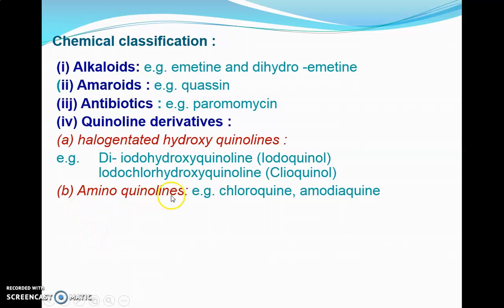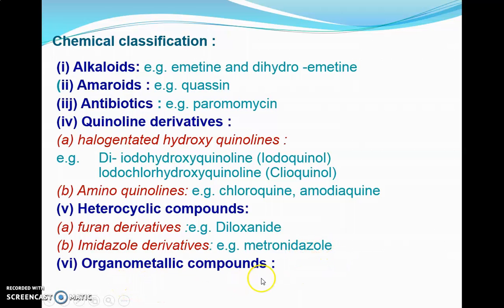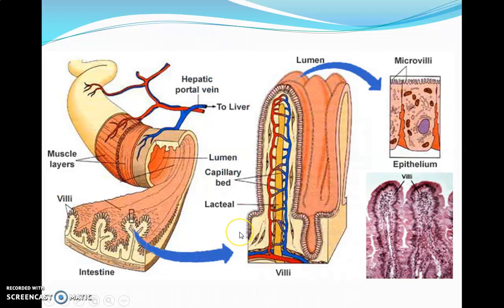Next is the aminoquinoline derivative, in these chloroquine and amodiaquine are the examples. Next class of antiamoebic agents is heterocyclic compounds containing a furan derivative. Furan will be the heterocycle in this particular drug. Diloxanide furoate is an example. Next, imidazole derivative, metronidazole. Next, the organometallic compound, which has organometals in their structure, like acetarsol, an arsenic containing compound. Arsenic is a heavy metal or organometal. So acetarsol is an example of a drug which is used as antiamoebic.